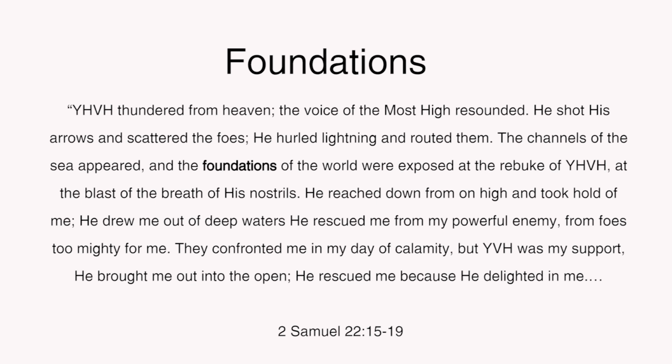Okay, so this verse is not talking about the shape of the earth and some strange pillars protruding down from the bottom of a flat disc. Again, in context, we can see that the word foundations here means that the rulers of the world were exposed at Yah's rebuke. That's good news. Also, there is not just one word in Hebrew for foundations either.